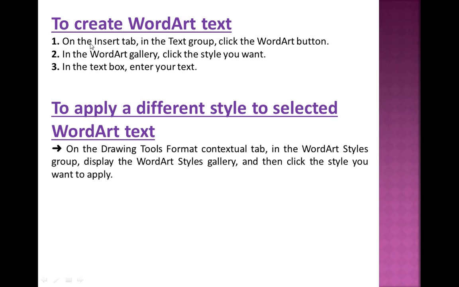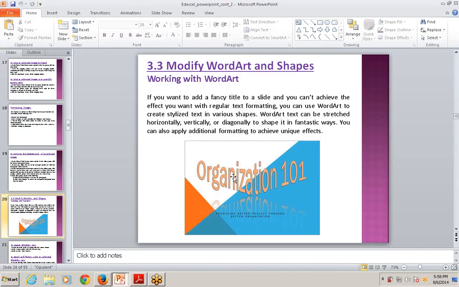How to create? Simply go to the Insert tab, click on the Text group, click on the Word Art button, or click in the Word Art gallery, click the style that you want, and in the text box, enter your text. How to apply different styles? Click on the Drawing Tools contextual tab. You can use the styles gallery and click the style that you want. Now let's see in a practical way how to use the style gallery or the word art gallery.